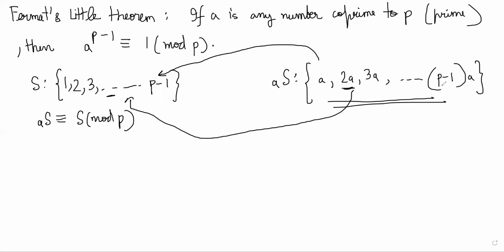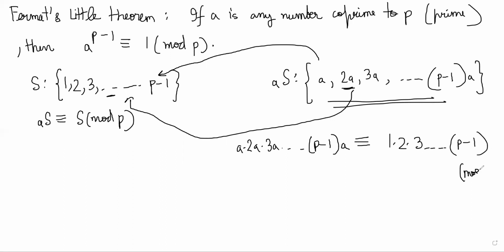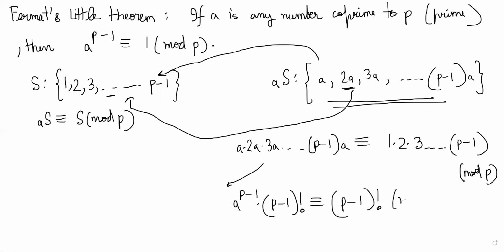So what we will say is, multiply all of these. We'll say A into 2A into 3A into P minus 1 into A. It should be congruent to 1 into 2 into 3 into P minus 1, right? And the whole thing is mod P, correct? So here we have P minus 1 elements. So you can quickly get A power P minus 1 into P minus 1 factorial should be congruent to P minus 1 factorial mod P.